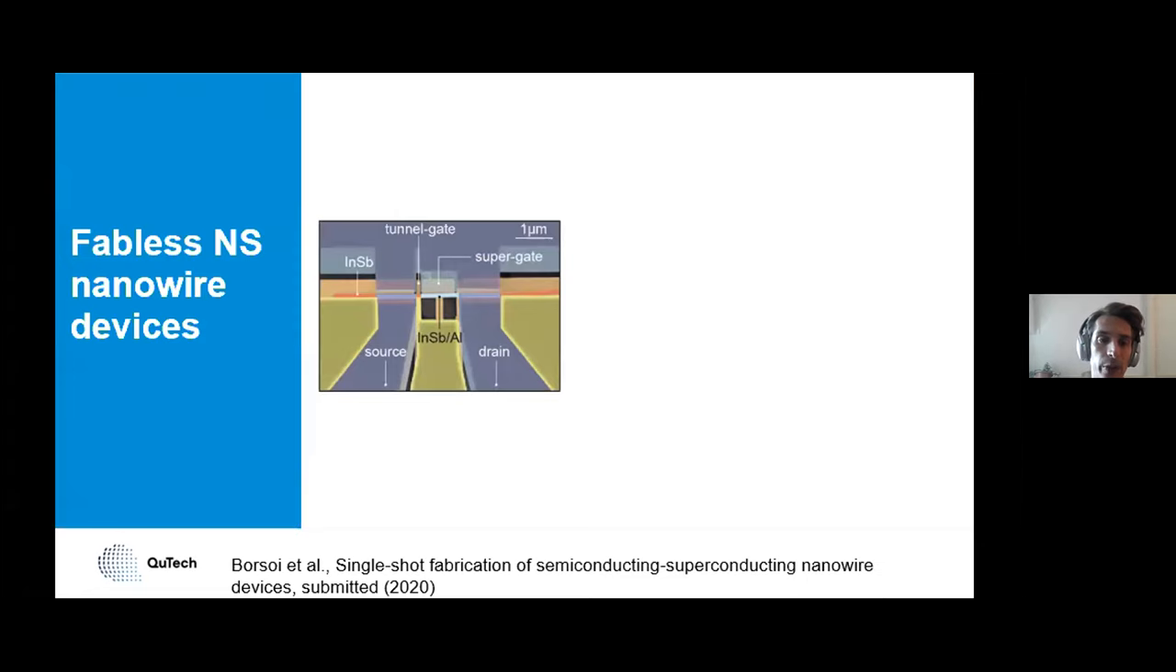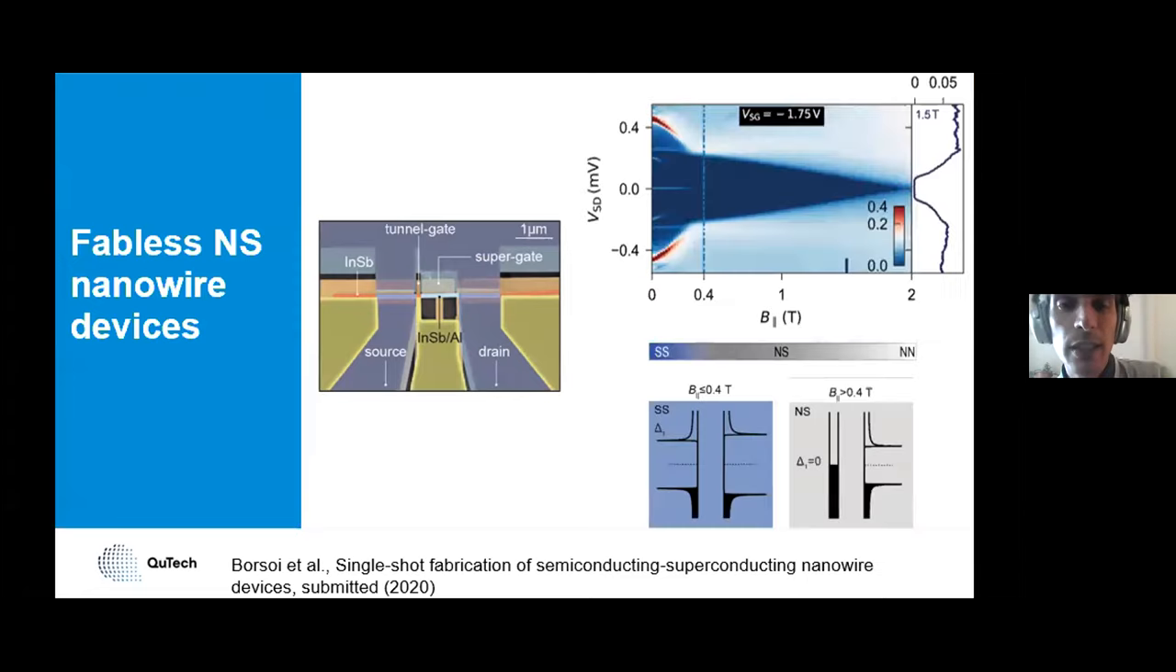We have a source and drain, an asymmetric tunnel junction, and a series of bottom gates below. Now, by tuning the magnetic field, we see the transition from an asymmetric tunnel junction at zero magnetic field, where the two gaps are slightly different, to an NS type of device at 0.4 Tesla. And so we have a very large magnetic field range in which to perform tunneling spectroscopy.